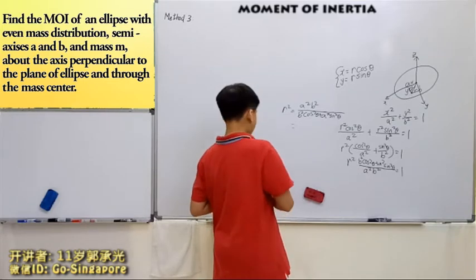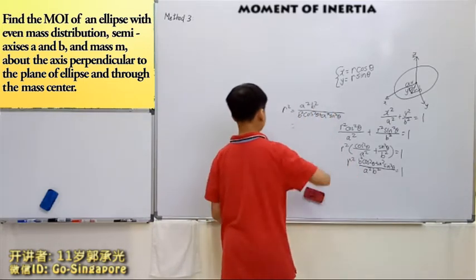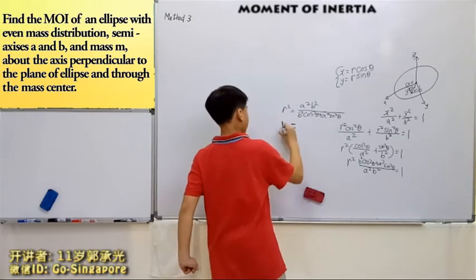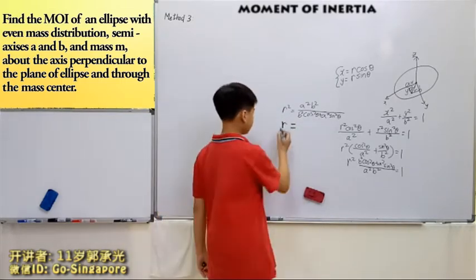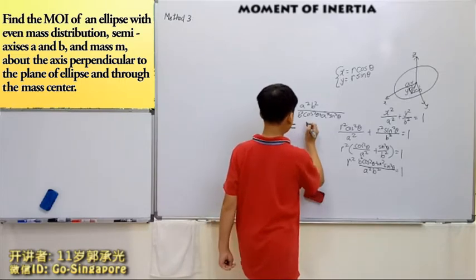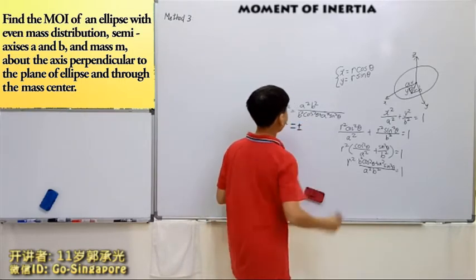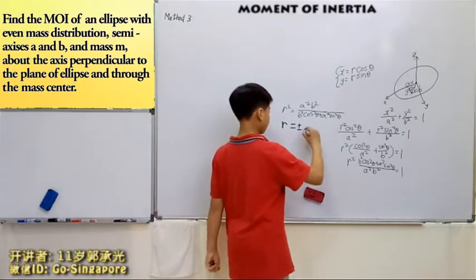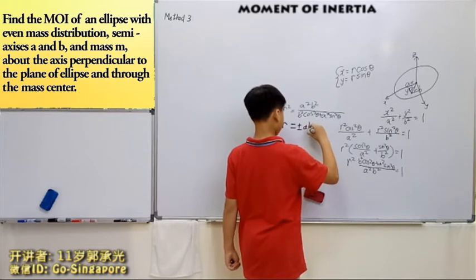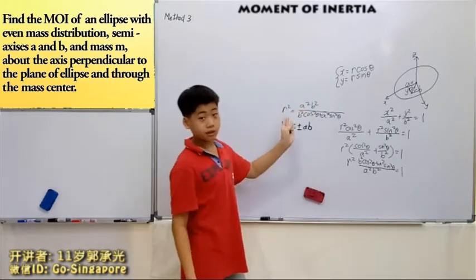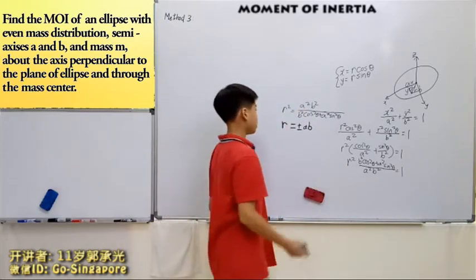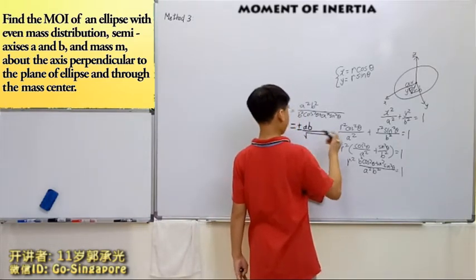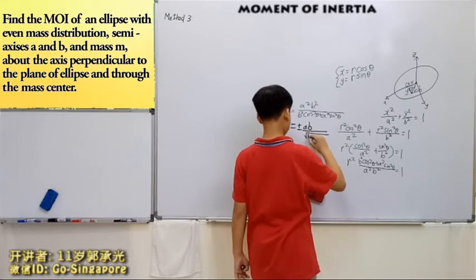So for these parts, let's find r. For this r, we'll need a square root on both sides, so there will be a positive and negative. Then a b, from the square, you can just take them out, over the square root of whatever's inside.